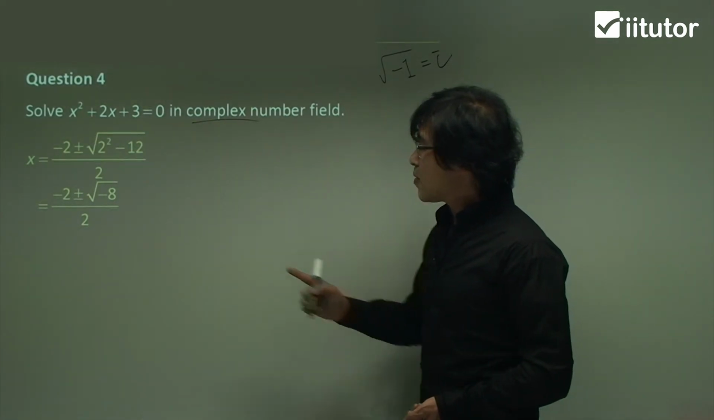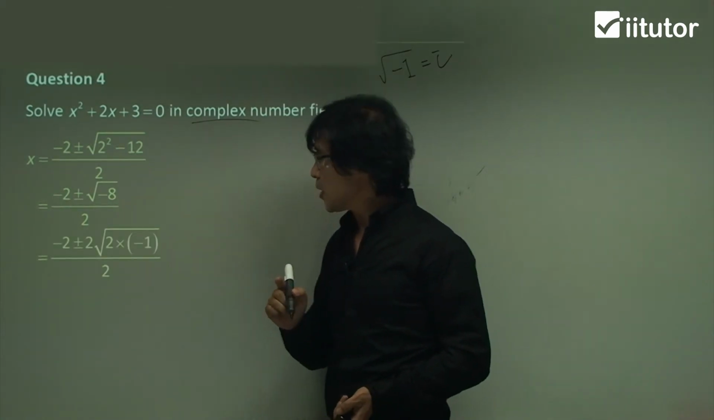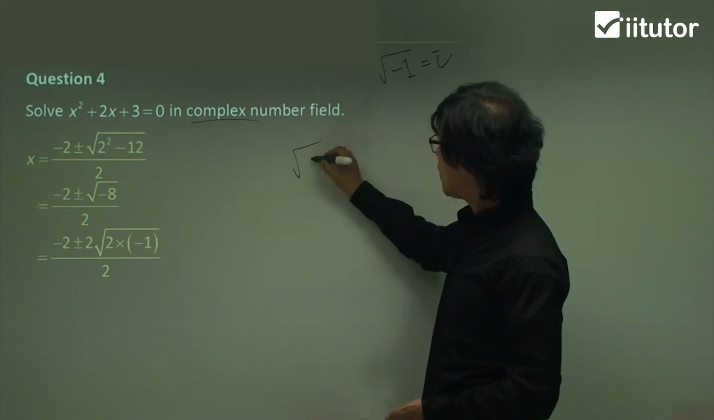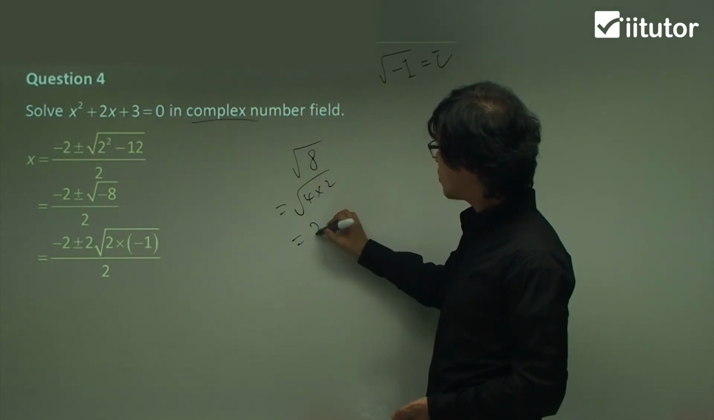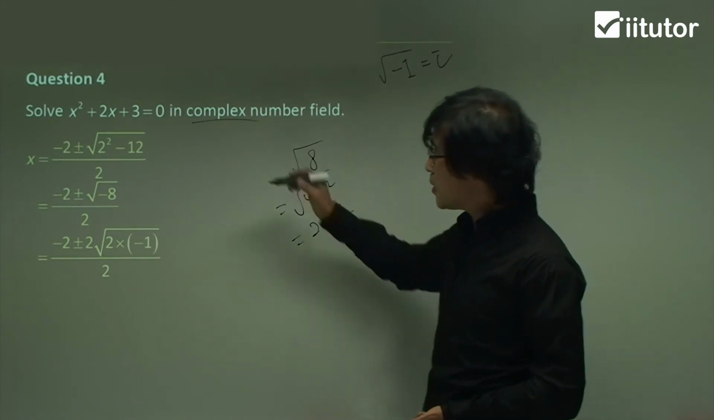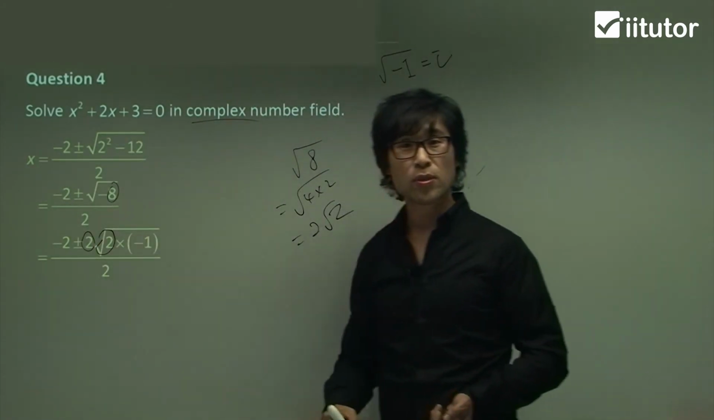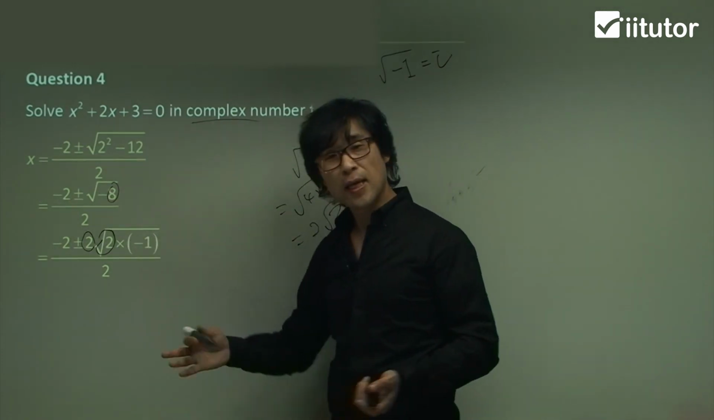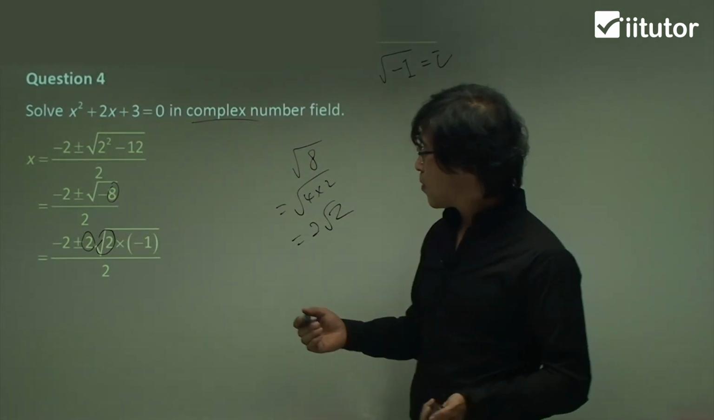Okay, again, we can simplify. So 8 equals 4 times 2, which is 2 square root 2. Can you see? So that 8 becomes 2 times square root 2. Negative 1 is there without having any touch. Can you see?